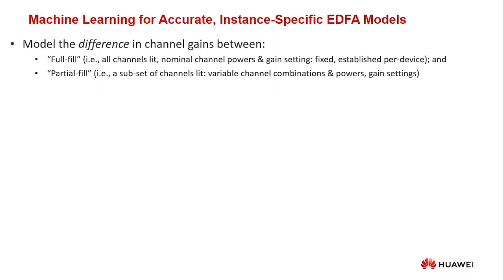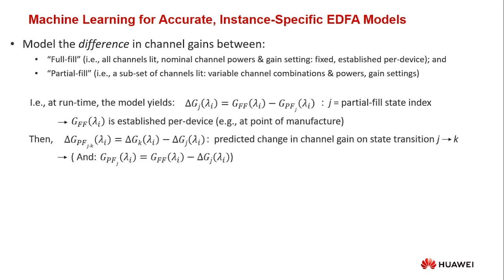An approach that we found works: first of all, we try not to measure or model the gain directly, but the difference in channel gains between the full fill case, where all the channels are lit, and that's something we can measure on each amplifier for a specific bias level, etc., at the point of manufacture, right? And then we want to model the difference between that and the various so-called partial fill cases where there's some subset of lit channels transiting the amplifier.